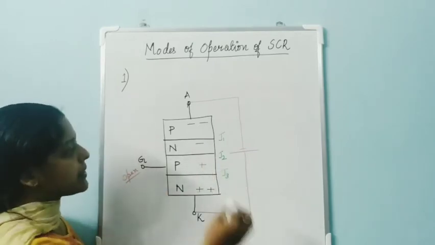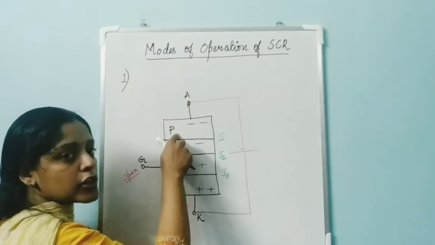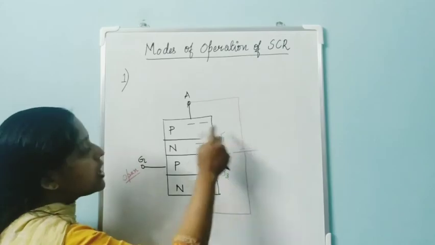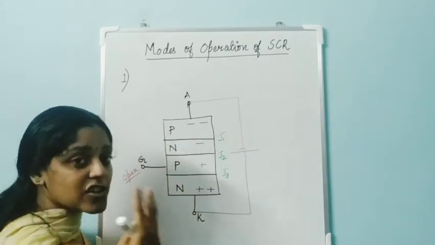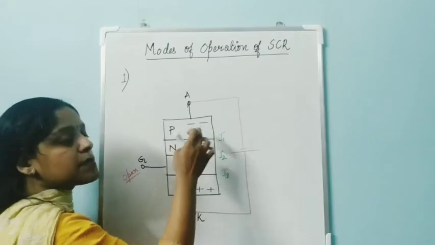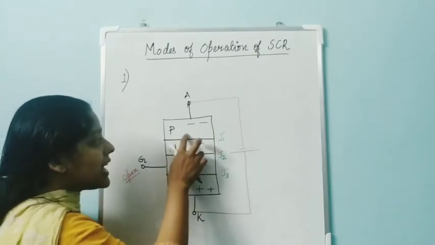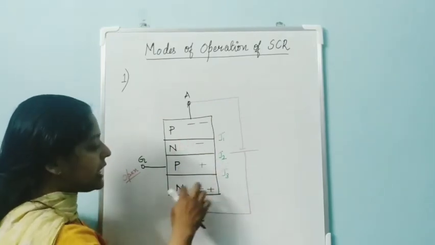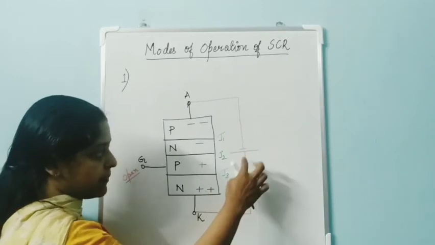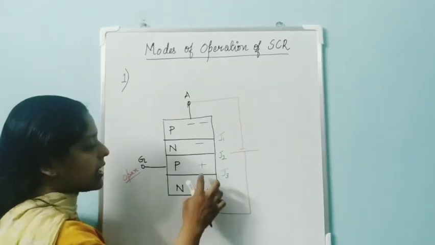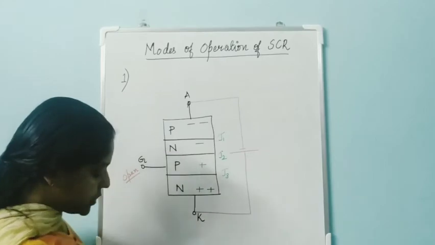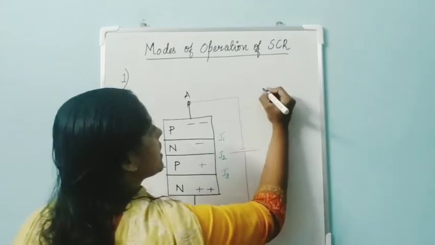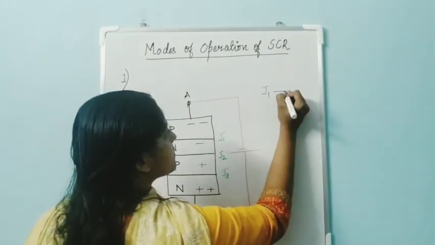Here the negative terminal is directly connected to the P region. That means this P layer is directly under the influence of the negative terminal of the battery. So I can mark 2 negatives here. Actually it is not 2 negatives; this is marked in order to make you understand that the P layer is more negative compared to the N layer. Similarly, this N layer is more positive because it is directly connected to the positive terminal compared to this P region. Now this is the case. Now let's analyze every junction. Consider the junction J1.